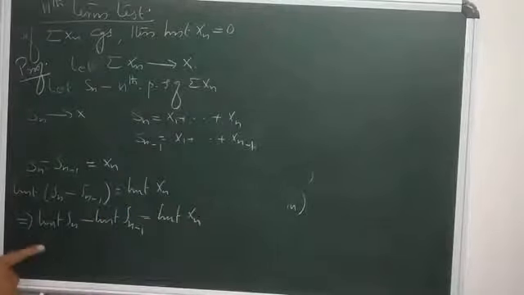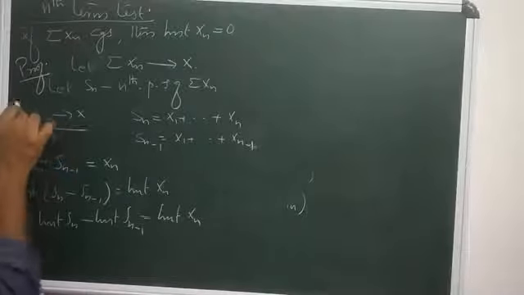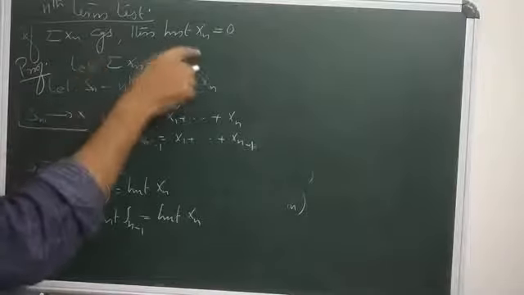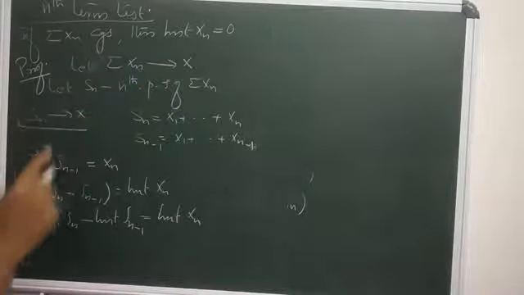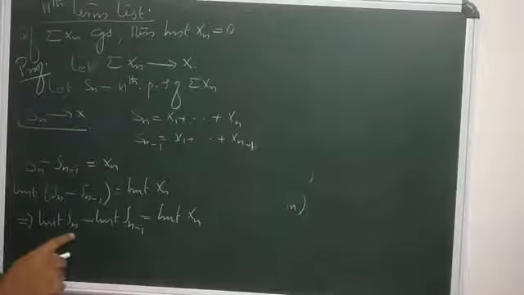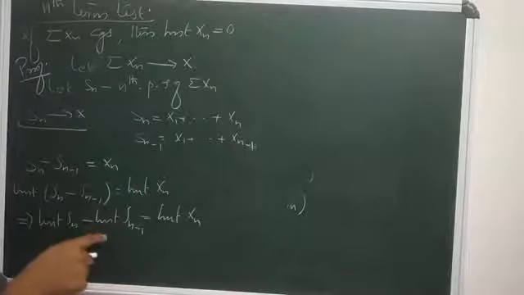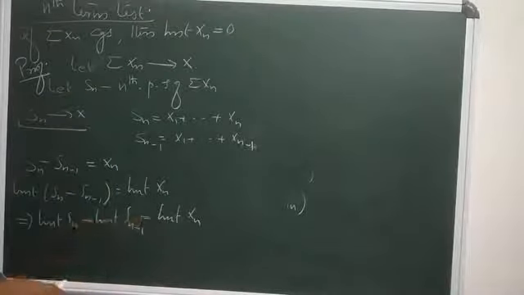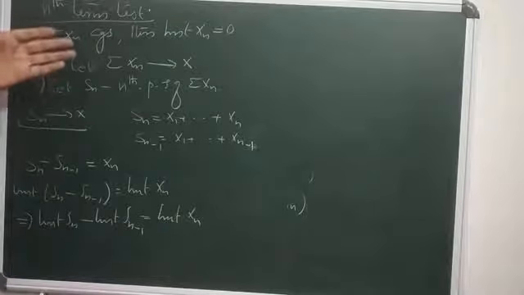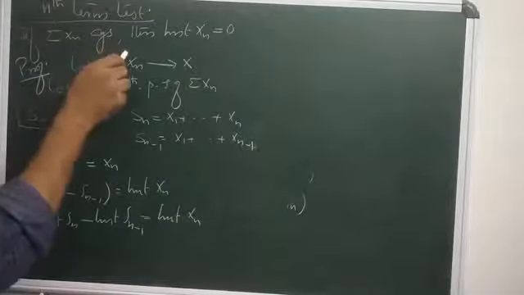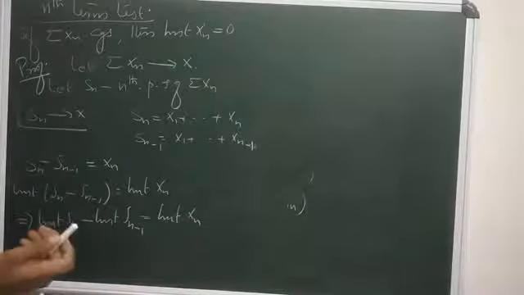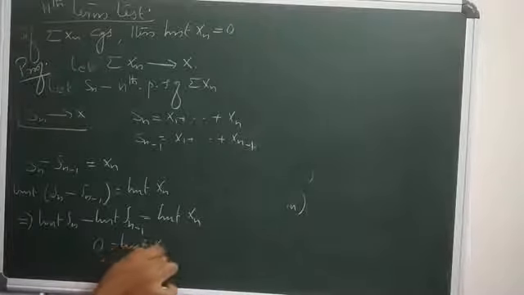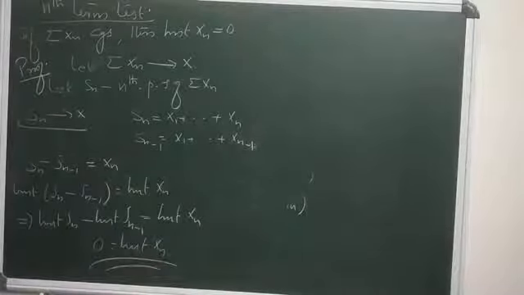What is limit Sn? We know that since sigma xn converges to x, its nth partial sum also converges to the same point, so limit Sn equals x. Also limit Sn minus 1 is again x, because of the convergence. If Sn minus 1 converged to another point, then it would diverge. So since it converges, limit Sn and limit Sn minus 1 are the same. So finally the left side is 0, which means limit xn equals 0.